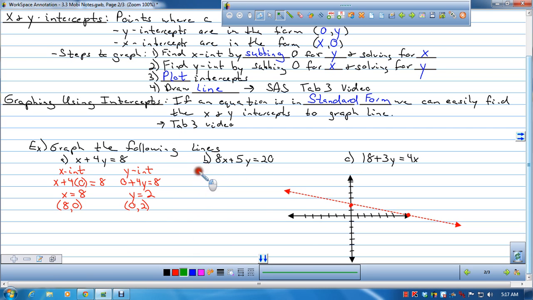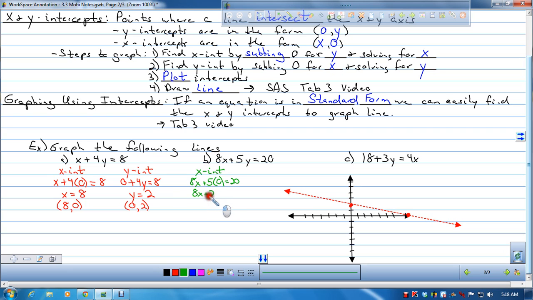Okay, now that you're back, hopefully to find the x-intercept you knew to plug 0 in for y equals 20. So I've got 8x equals 20, and if I divide 20 by 8, I simplify that, that goes down to 5 over 2, right? So I would have an x-intercept at 5 over 2. If you want to put 2.5, that's fine. Doesn't matter to me.